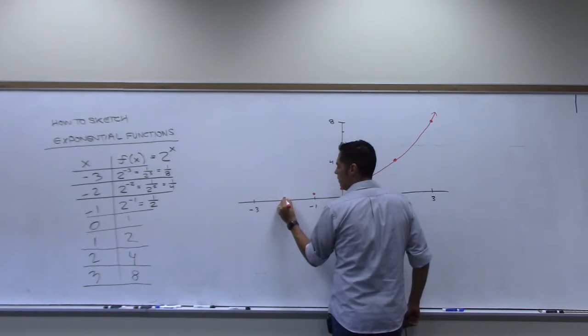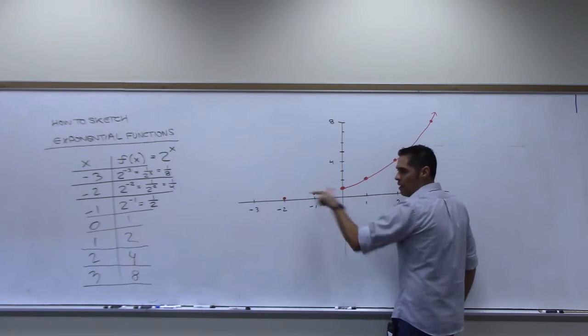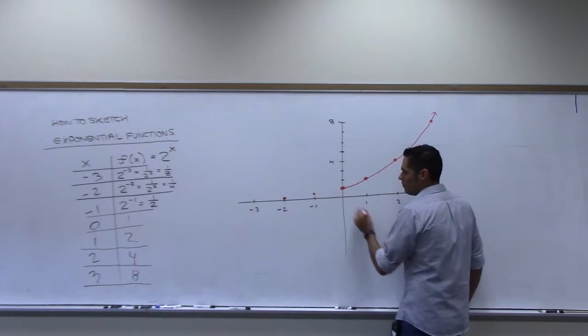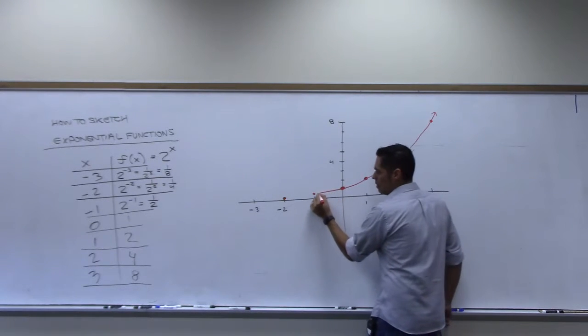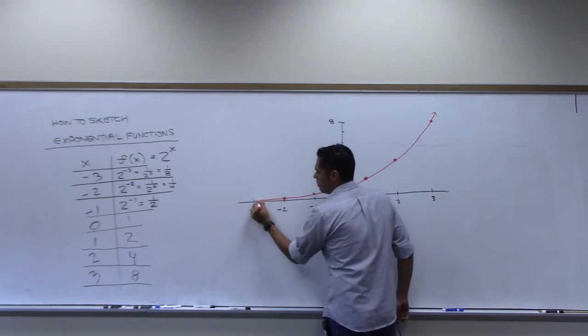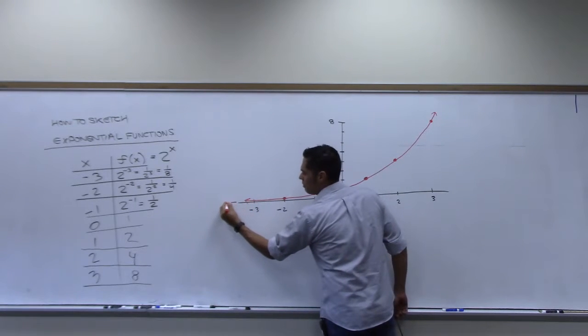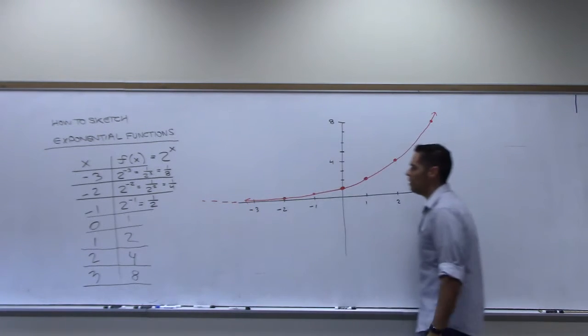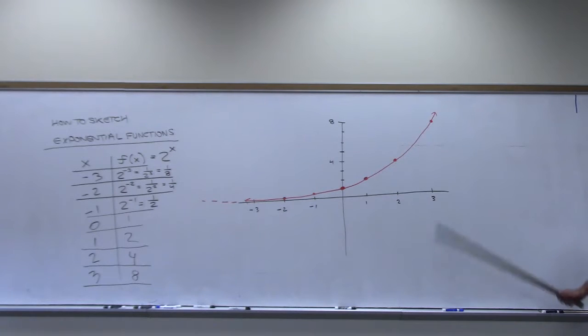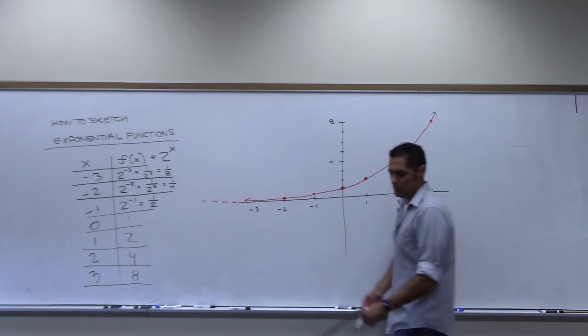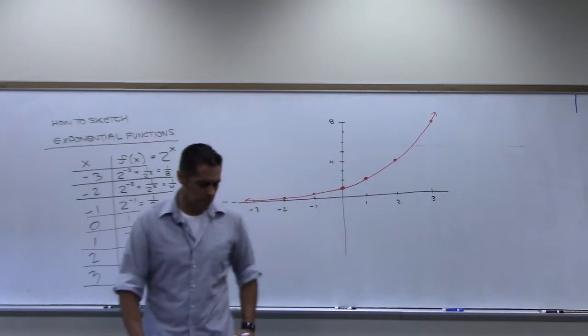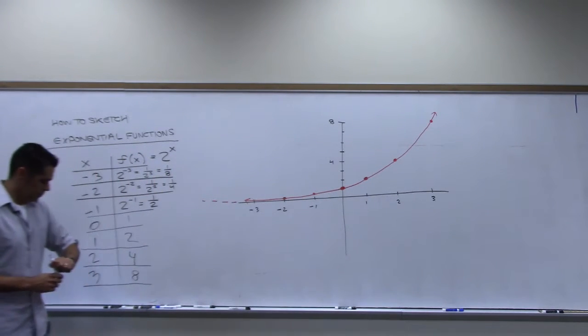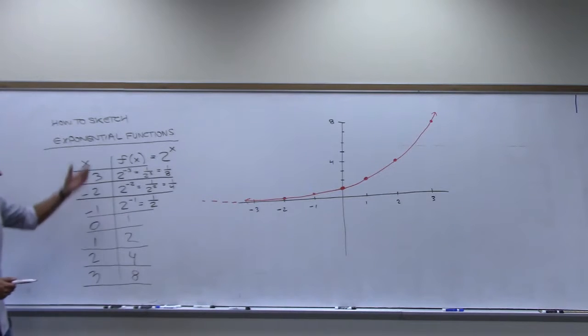What's it going to be? As I go that way, what's happening? It never touches, right? And I have that thing we called a horizontal asymptote, which I'm going to represent with a dotted line out there. This is the graph of 2 to the x. What do y'all think? Pretty straightforward?